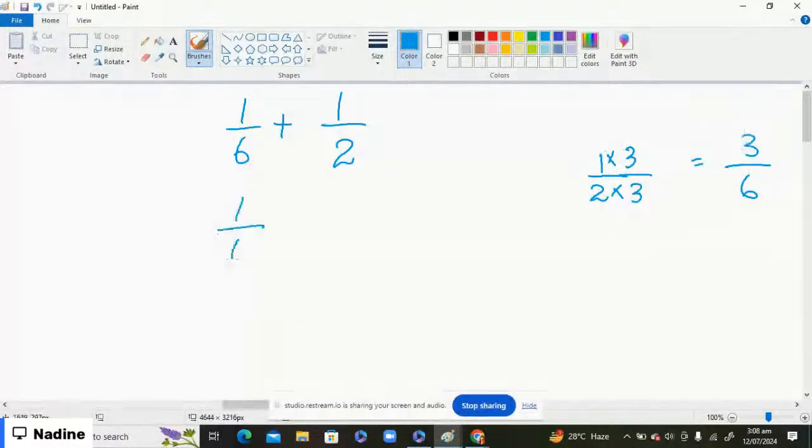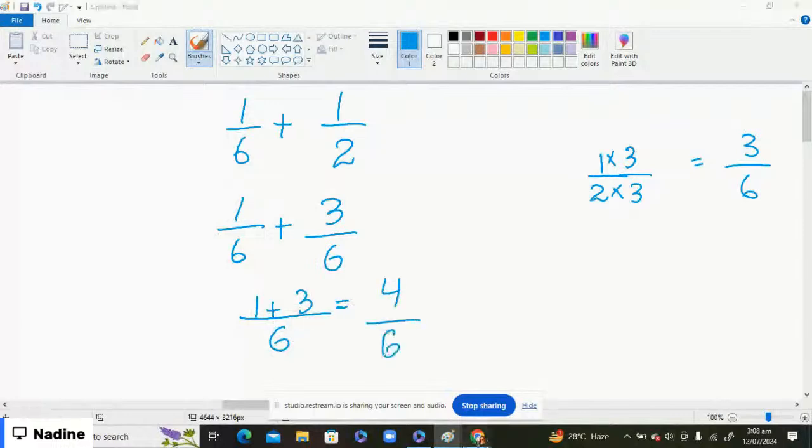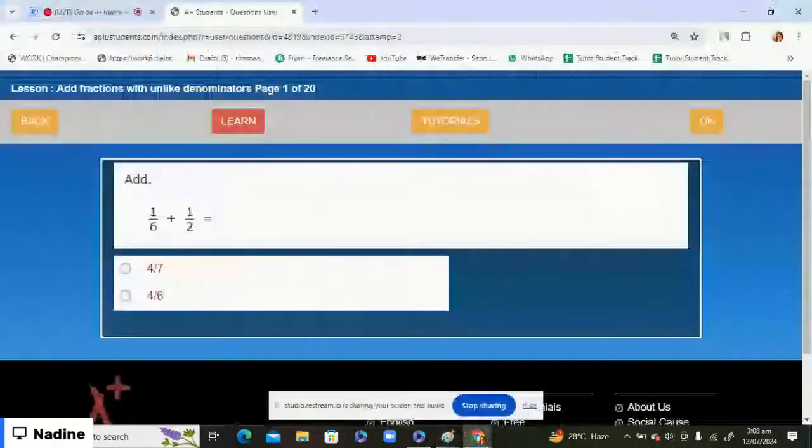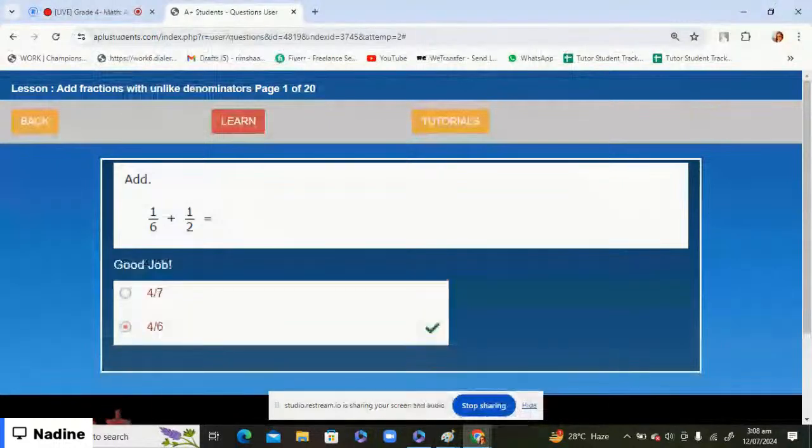So here it's 1 by 6 plus 3 by 6. Taking only 6 here, adding their numerators, 1 plus 3 is 4 by 6. Okay, so let's check, is there any answer for 4 by 6? Yes, it's option B. So we go with it, and that is the right answer.